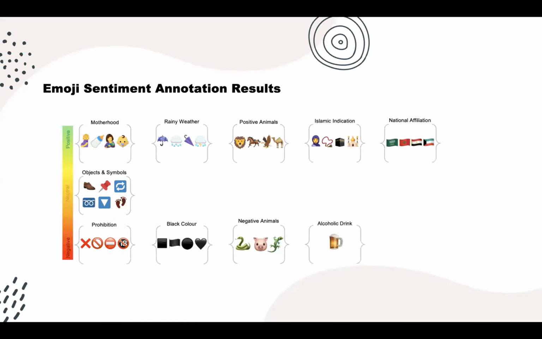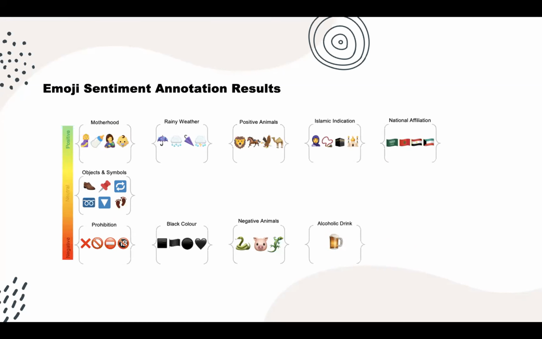Finally, for the sentiment annotation, Arabic users, perhaps like other users from different cultures, agreed on specific sentiment for a subset of emoji that obviously present the sentiment. For example, the concept of motherhood is positive, while the concept of prohibition is negative. However, there are some Arabic culture-specific indications for emoji, like black color, which indicates negativity in Arabic culture, and rainy weather, which is considered positive in Arabic regions.